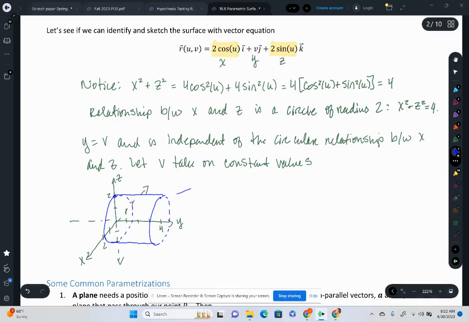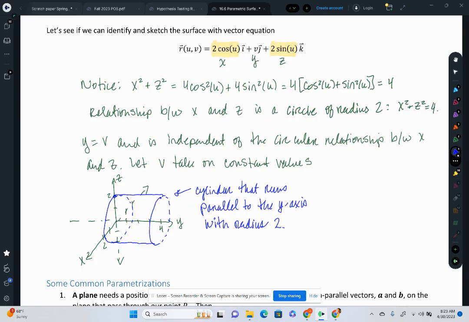And so what we're seeing here is a cylinder, right? And this is a cylinder that runs parallel to the y-axis with radius 2. That's it. So it takes a little bit of thinking through it. The good thing is that these three-dimensional shapes should not be new. We started working with them on day 1 in 12.1, and we've continued to work with them all semester. So this is what we get.